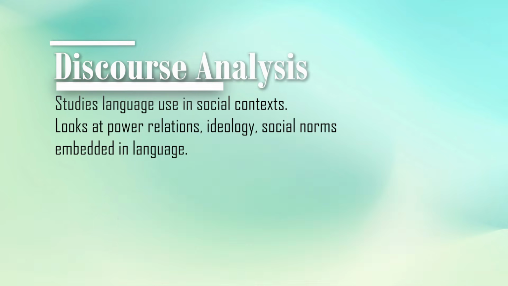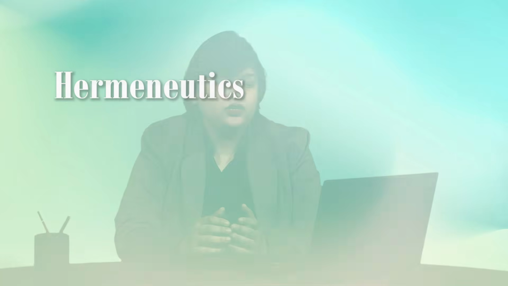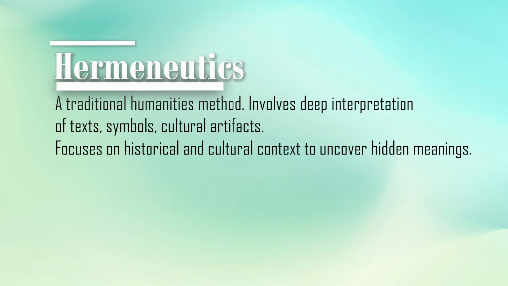Then the fourth is discourse analysis. It studies language use in social contexts. It looks for power relations, ideology, and social norms embedded in the language. The fifth one is hermeneutics, a traditional humanities method. It involves deep interpretation of text, symbols, and cultural artifacts. It focuses on historical and cultural contexts to uncover hidden meanings.